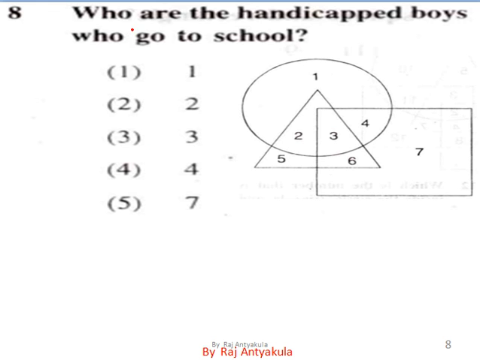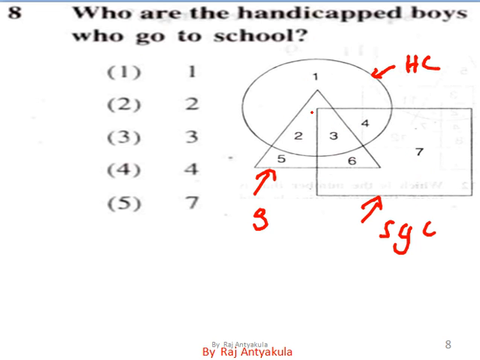Now coming to here, who are the handicapped boys who go to school? So triangle represents the girls, right? And boys is nothing but this part. 7 plus 4, 11 boys are going to school. But the question is handicapped. Handicapped is represented with the circle. This is handicapped, this is girls, this is school going children.